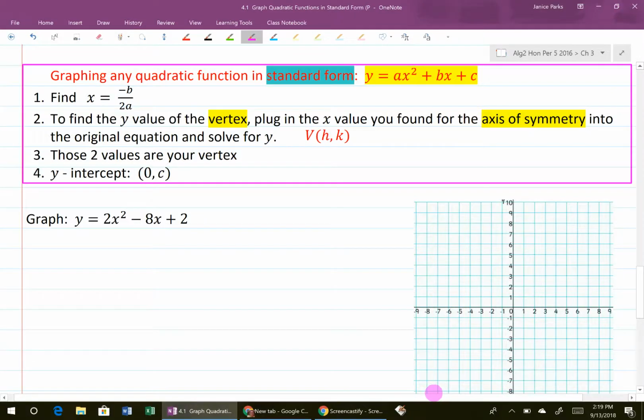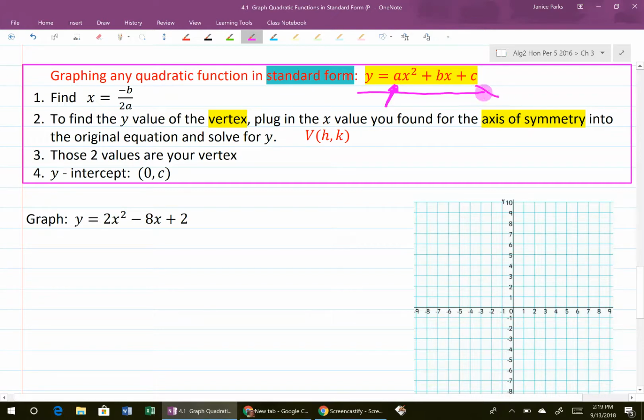I'm going to show you how to graph a quadratic function or a parabola that's in standard form. Standard form is a quadratic equation that's basically multiplied out, so it's in this format: y equals ax squared plus bx plus c. In that format, you do have some information before you even start. The a value is the same a value that lets you know if it's vertically stretched or if you have a vertical shrink of the parent function.